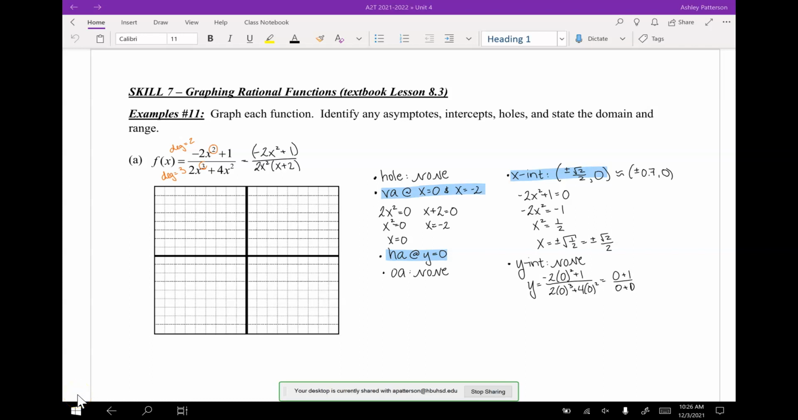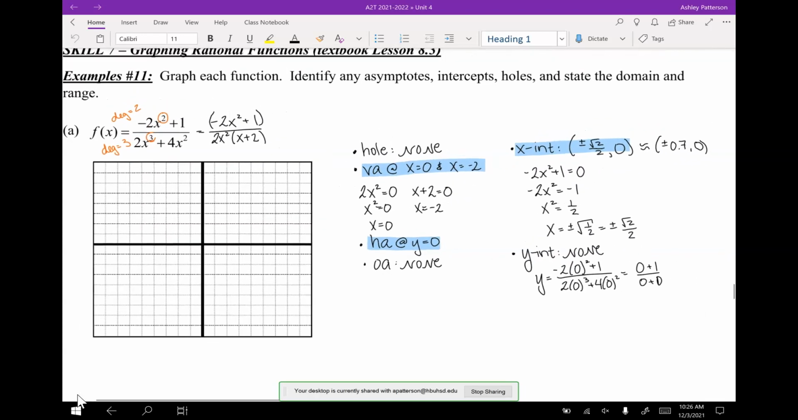All right, so there were a few examples that we found the characteristics for in the video notes. We're going to do those first. So looking at example A, we always factor first. We saw that there weren't common factors in the numerator and the denominator, so there isn't a hole.